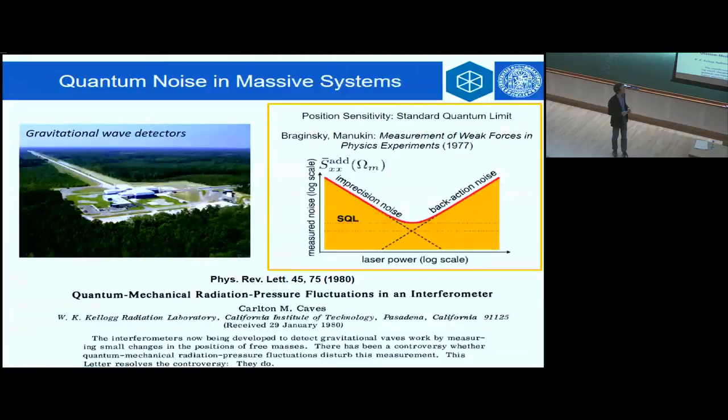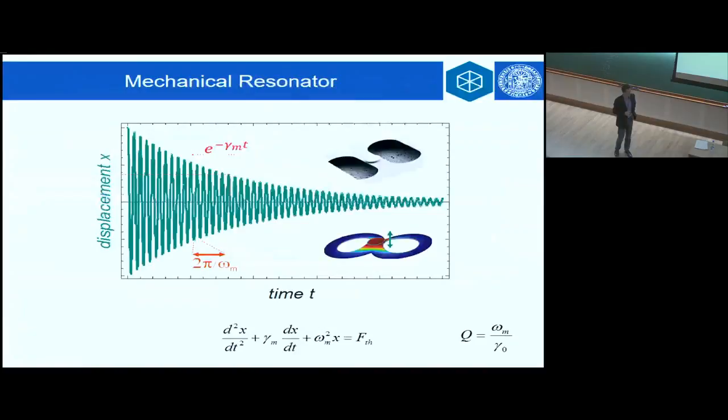And this is one of the most beautiful abstracts that I know of. There has been a controversy whether quantum mechanical radiation pressure fluctuations disturb this measurement. This letter resolves the question. They do. So in the end, and this is going far ahead in the lecture, it turns out that there's really a fundamental limit to how well you can detect position in such a system.